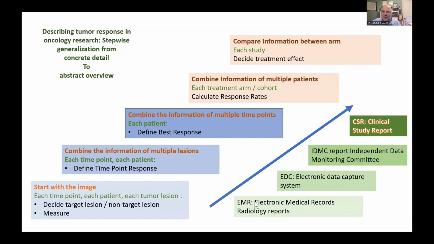managers that use the electronic medical records, the PI, and the data managers that put them into the electronic data capture system, the sponsor clinical scientists, data managers, and medical monitors that review the data capture system and turn them into response rates. The IDMC are independent specialists themselves, and then it moves on to the regulatory specialists, and finally the regulatory authority to look at how this all worked.